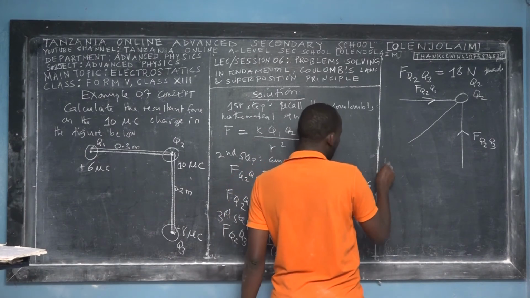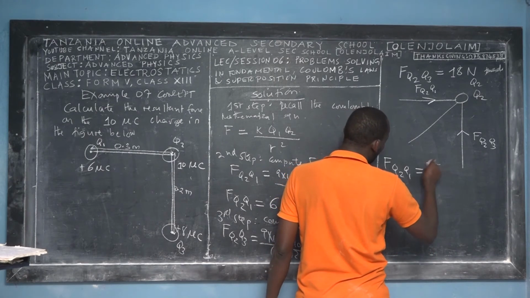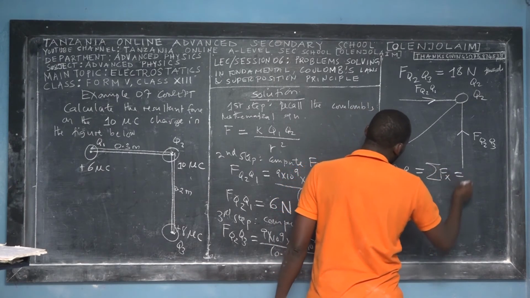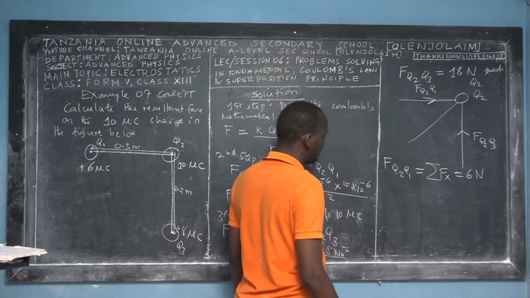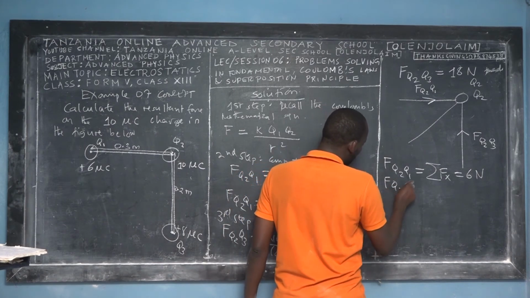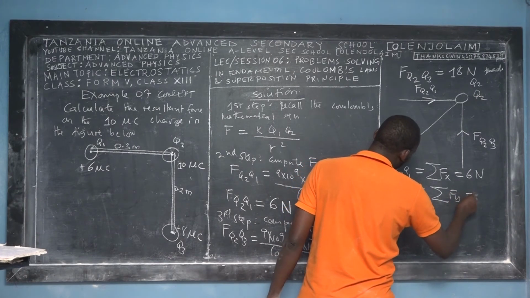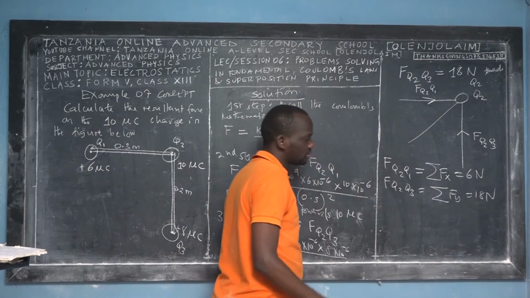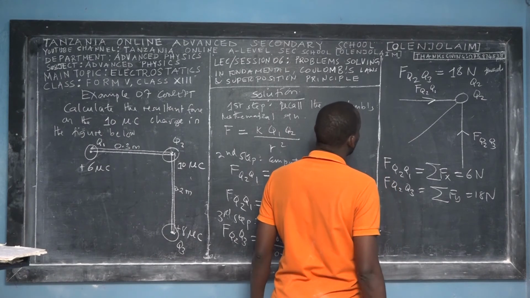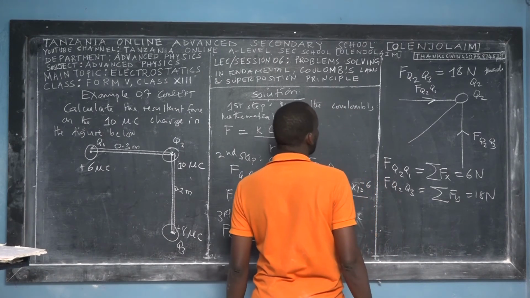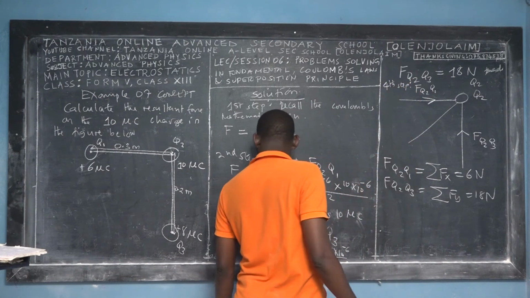Right? So that is the process you have to go through. You say that the force on Q2 due to Q1 is equal to the summation of horizontal components, which is equal to 6 newton. Then the force on Q2 due to Q3 is equal to the summation of force in the vertical component, 18 newton. Right? So in that case, fine. This is the first step.